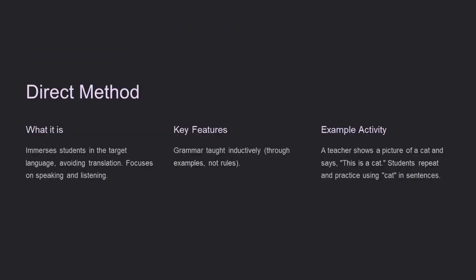The direct method immerses students in the target language, avoiding translation and focusing on speaking and listening. Grammar is taught inductively through examples, not rules. An example activity is showing a picture of a cat and saying, "This is a cat," with students repeating and practicing using cat in sentences.